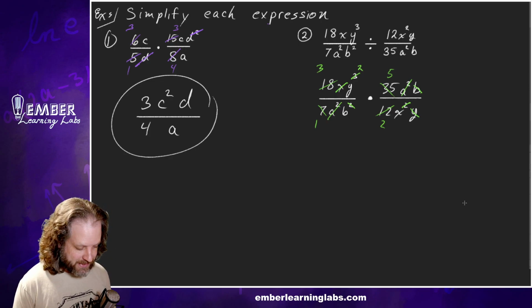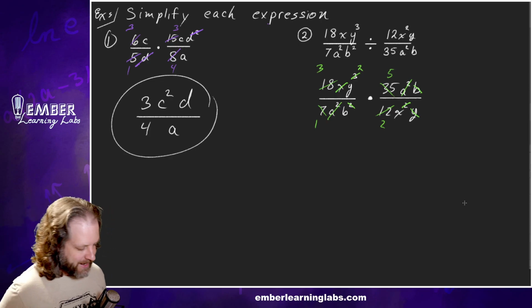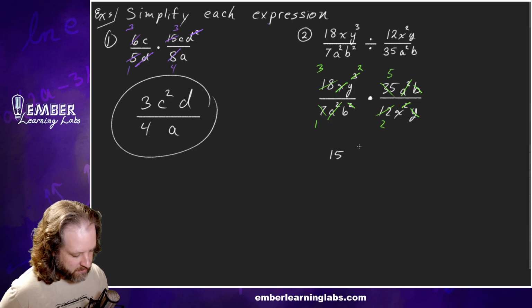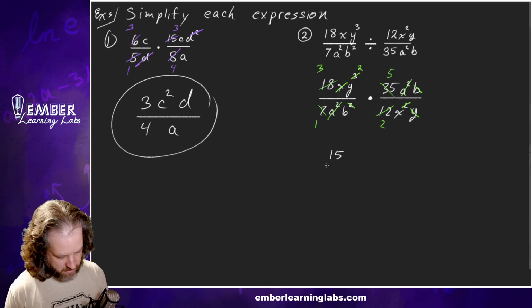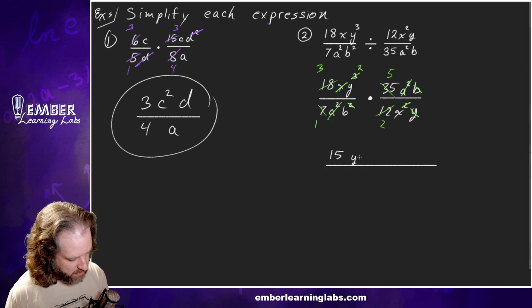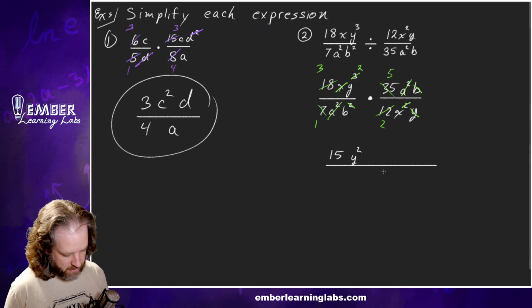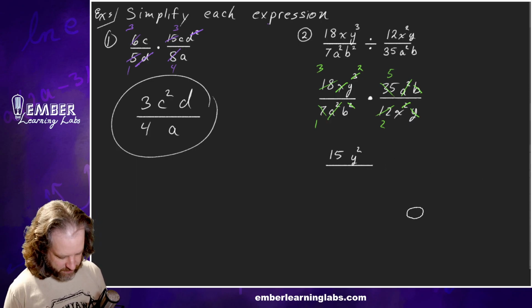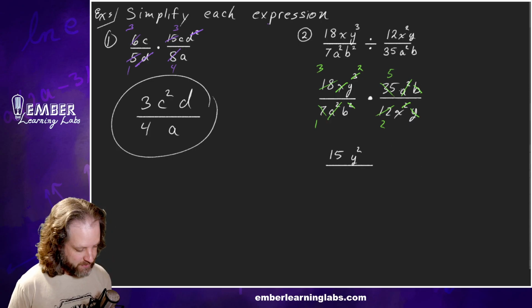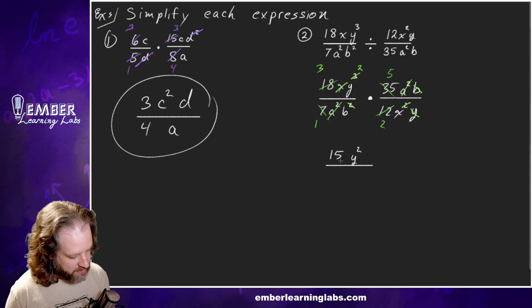Now let's see what the carnage has done, right? 3 times 5 is 15. And then what else is on the top? A y squared is on the top. I don't know why I drew this big old long thing. We're not going to need that. That's everything on the top that's left after we've killed everything else. So 1 times 2 is 2. And then there's a b left. And there's an x left.